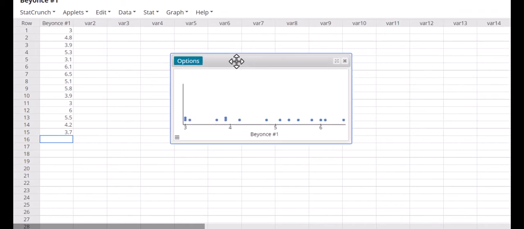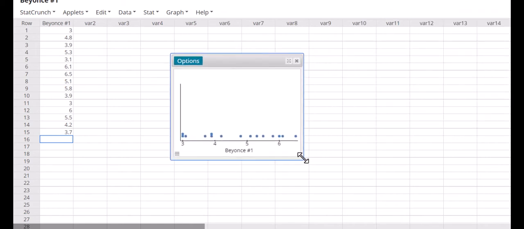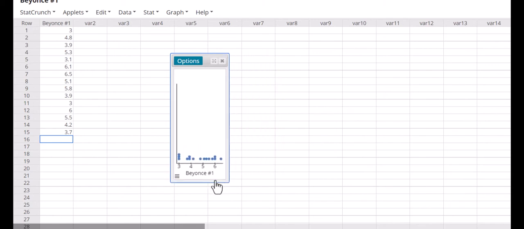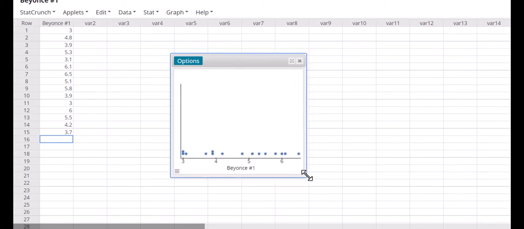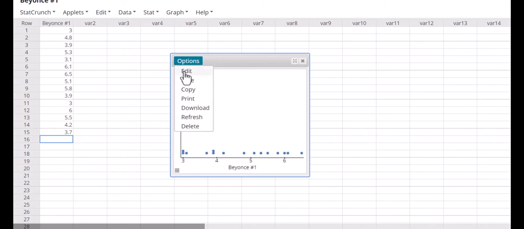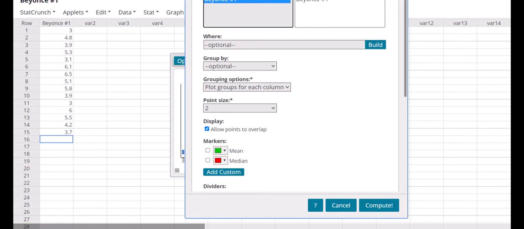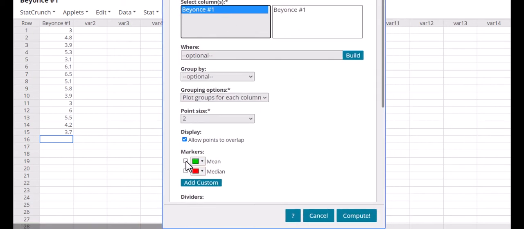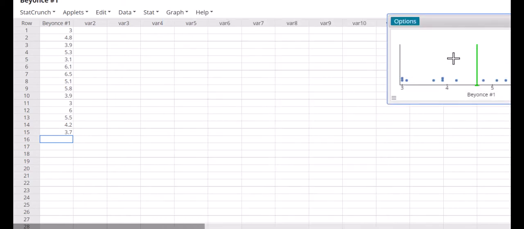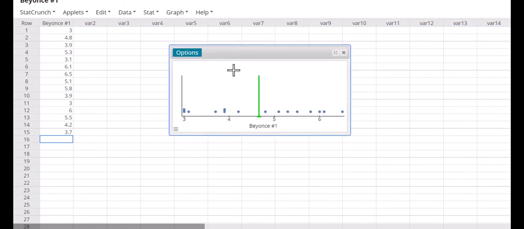And so here we can see our dot plot of the data. I'm going to crunch it up just to see what kind of shape it has, but it is pretty much what we had on the board. When it's like this, it's a little bit hard to see what the mean is because it's so spread out. So another thing we can do is go to Edit from Options, click on Markers and the green one for the mean, and it will mark the mean for us. Click Compute, and now notice that it tells us where the mean is, and when you hover over it, it tells you the mean is 4.66. That's how I got that number.